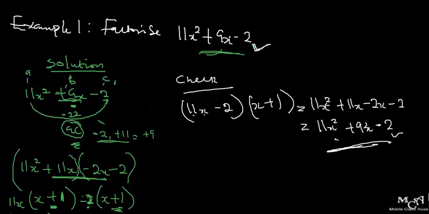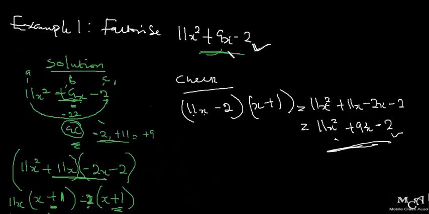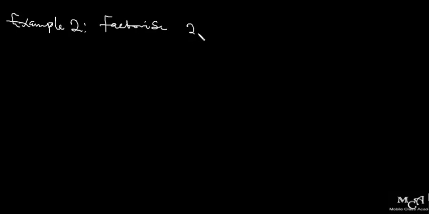Now let's look at another example. Example 2. This time around we have everything to be plus. You know, in the previous example we have plus and minus. But in this example 2, let's see how we solve when we have everything to be positive. So what is our example 2? Our example 2 is factorize 2x squared plus 11x plus 5.